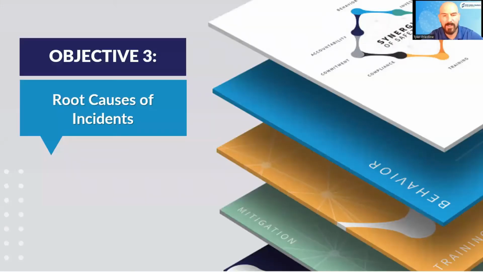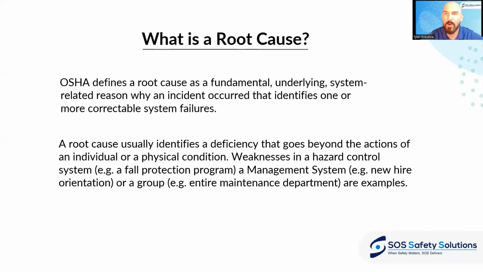Moving on to root causes of incident, right? These are distinct, again, from those basic causes. So OSHA, the Occupational Safety and Health Administration, defines a root cause as a fundamental underlying system-related reason why an incident occurred that identifies one or more correctable system failures. So when I read that, see the word system is in there twice, right? And this is why it's looking for management deficiencies or things with your processes and procedures that are going wrong, right? So the word system is in there twice.